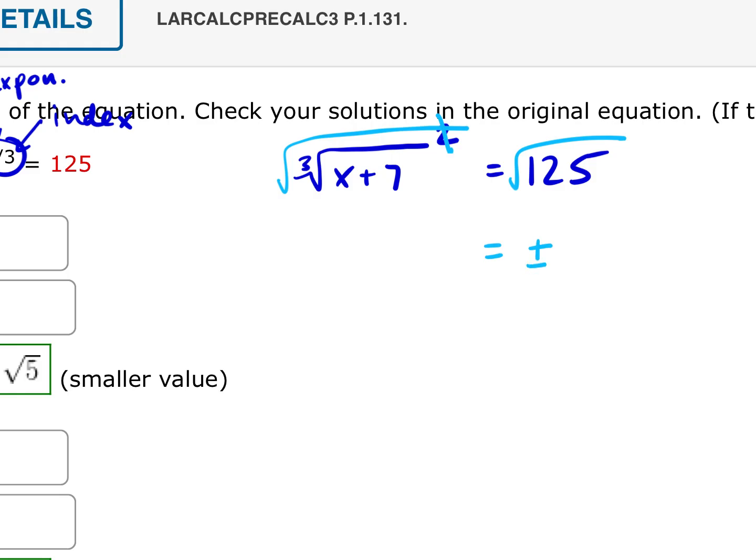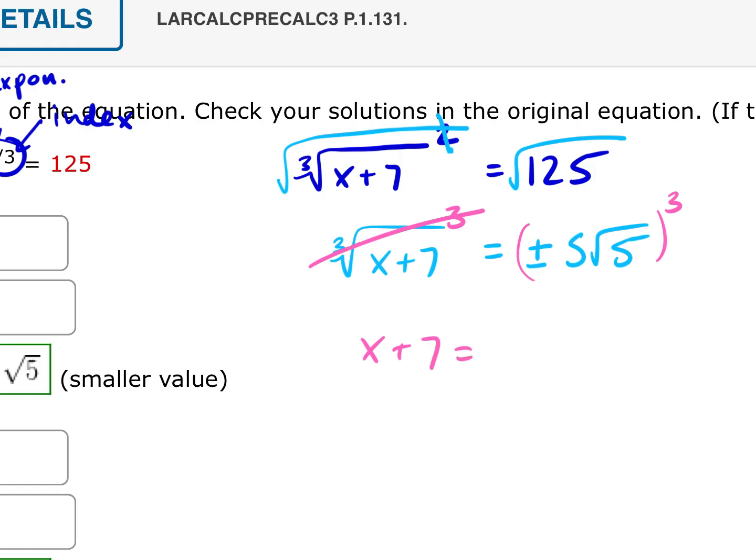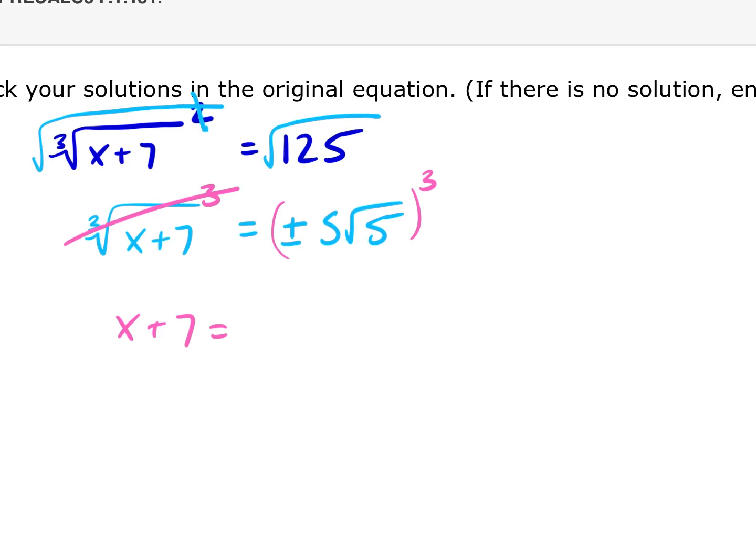Plus or minus. So we have plus or minus. Square root of 125 would be 5 square root 5. So then I still have the cubed root of x plus 7. To get rid of the cubed root, I'm going to cube both sides. So x plus 7 is equal to, here we got to be careful. If you need to write it out, but we have 5 cubed and then the square root of 5 cubed. That gets distributed to both.